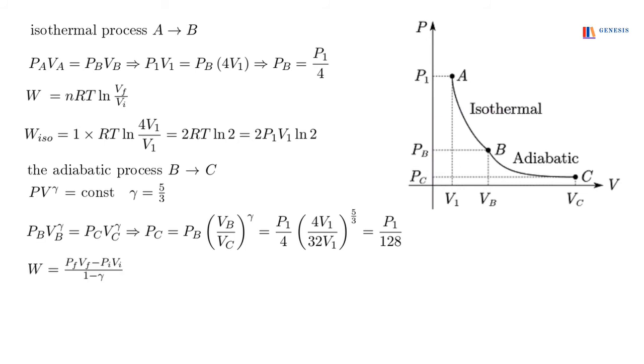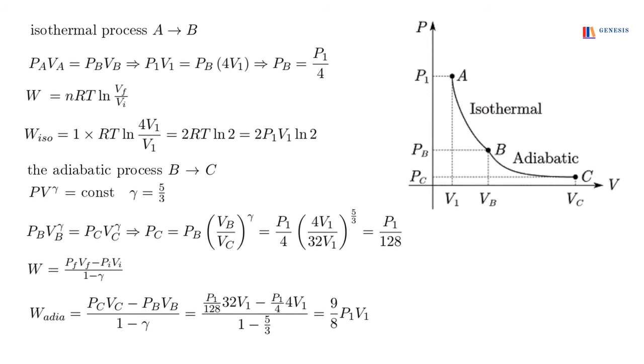The work done in an adiabatic process is given by PFVF minus PIVI divided by 1 minus gamma, and therefore in the process B to C, W adia is PCVC minus PBVB divided by 1 minus gamma. Substitute all the values, simplify, you will get 9P1V1 by 8. And now we can divide W iso by W adia, and this will give us the answer 16 by 9 ln 2. In the question, this ratio was given as F ln 2, and therefore matching this, we get F is equal to 16 by 9, which is 1.78. So the answer to this question is 1.78.